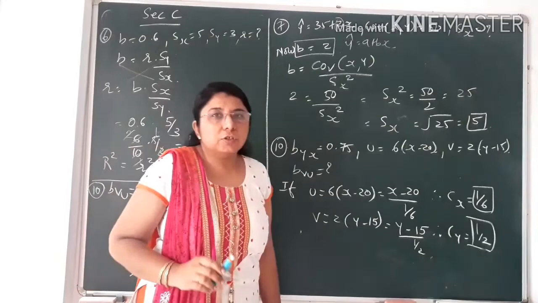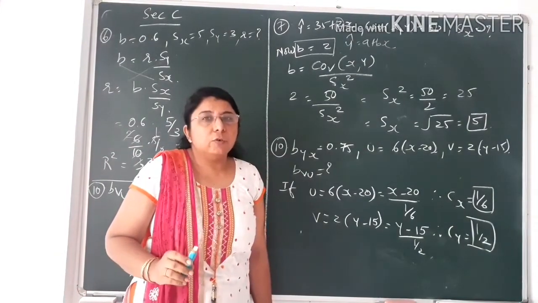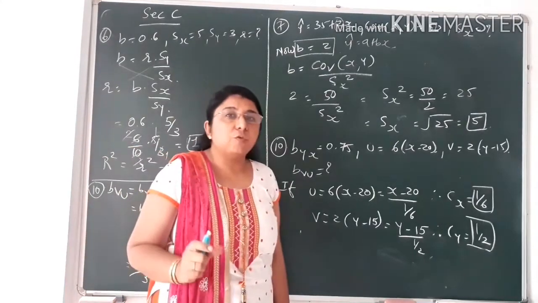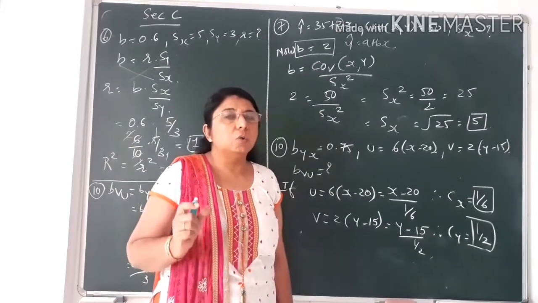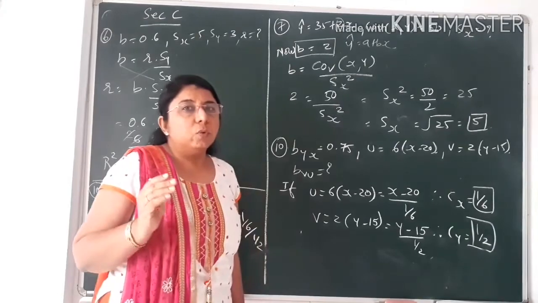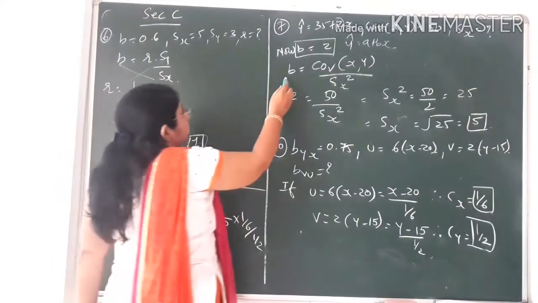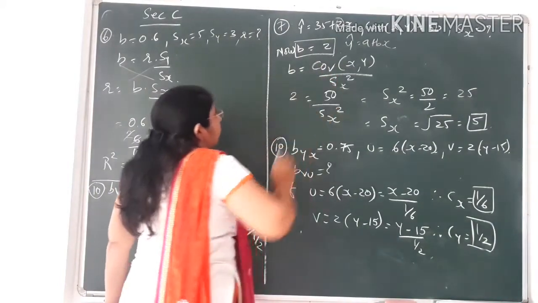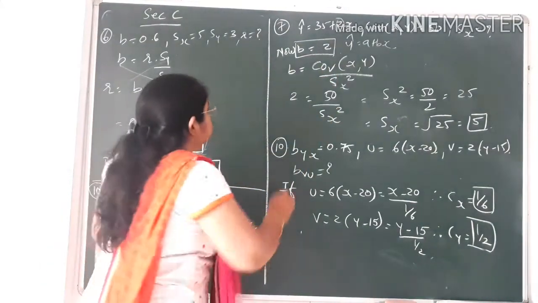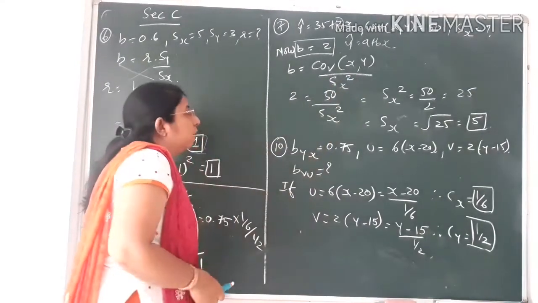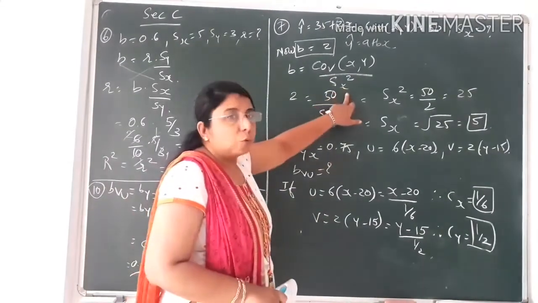Students, in the last video lecture also I discussed that in smaller sums, no matter that they are smaller sums, you have to decide which formula has to be applied according to the given data, and you have to get a spontaneous idea at that time. So here you should understand that according to the given data, this formula has to be applied. So b is equal to covariance of xy upon standard deviation of x square. Now standard deviation of x square is what we have to find out.